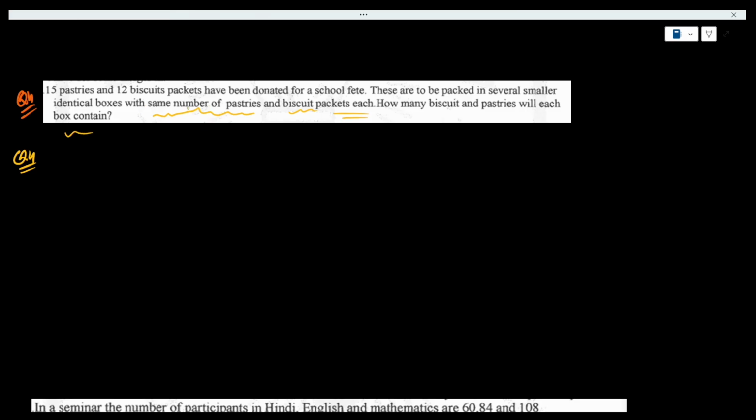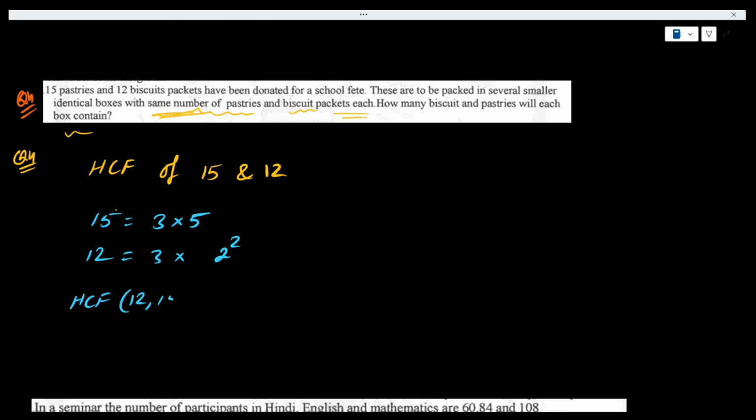Whenever there is an equal division, dividing the same number of biscuits and pastries into each box, you should know that this is nothing but the HCF of 15 and 12 that you need to find out. Now if you are finding the HCF of 12 and 15, you know that both are divisible by 3. 3 must be the common factor, but how are you going to show it? You have to take the prime factorization of 15. This is 15, so I directly know I can write 3 into 5, and 12 is 2 square times 3.